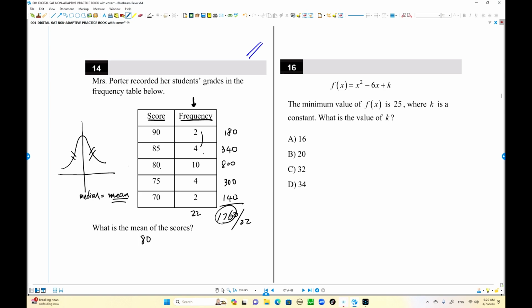That is the total, and this is the number of frequencies, the sum of frequencies. Yeah, that equals 80, right? You can solve this way too. But if you understand symmetry, the graph is exactly symmetric in these middle numbers. This number is the mean, okay?